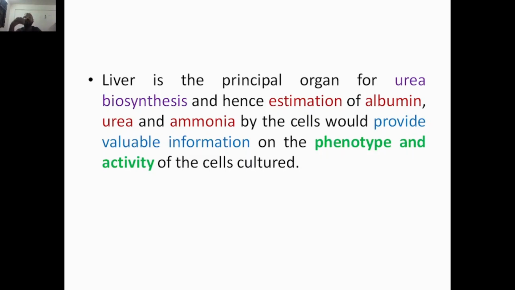So before you implant the cells inside the liver, the estimation of albumin, urea and ammonia should be done and kept. And then after implanting the cells, again you perform the assays, designed in such a way that you estimate albumin, urea and ammonia again.